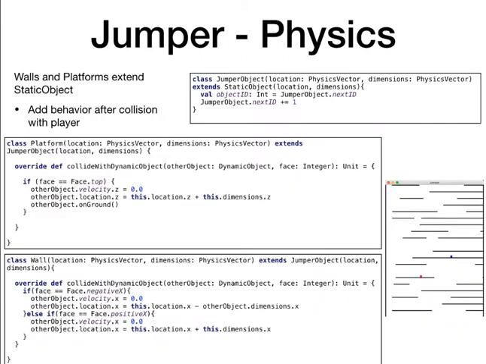So with the physics, just a reminder, it's a lot in one slide, but we've seen all this already. The platforms and the walls both extend static object through the jumper object class. So each platform and wall extends jumper object, which extends static object. So every platform and every wall is a static object in this game. We add more functionality on top of static object through inheritance and through polymorphism, but they are static objects.